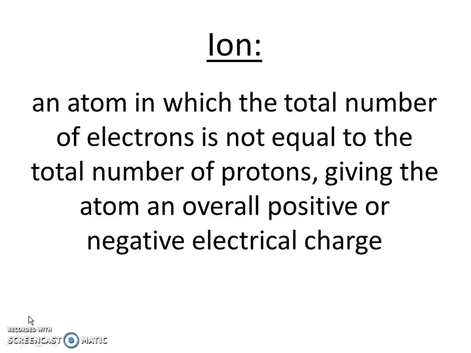We're going to start by just defining what an ion is. An ion is an atom in which the total number of electrons is not equal to the total number of protons. This gives the atom an overall positive or negative charge. Remember, atoms are neutral. They have the same number of positive protons as they have negative electrons, so all the positives cancel with the negatives. When an atom gains or loses electrons, the number becomes unequal and therefore creates a charge.